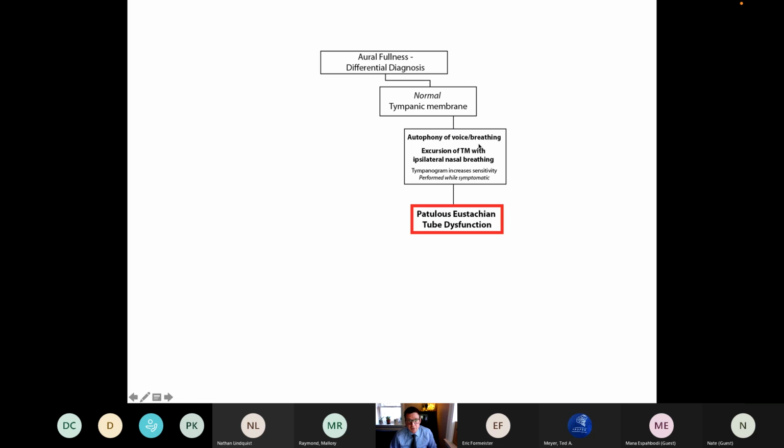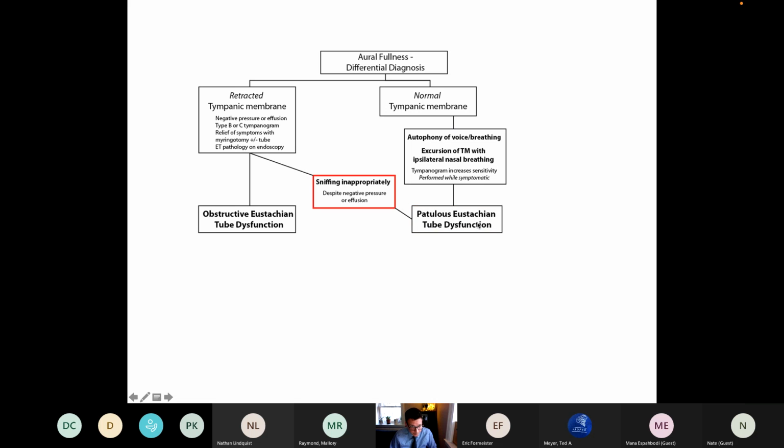If somebody has autophony of voice or breathing, and I ask them to breathe in and out through their nose, and I can see their eardrum moving, this can be made more sensitive using a special tympanogram, which we'll talk about later. That's an example of patulous eustachian tube dysfunction, which we're going to talk more about.